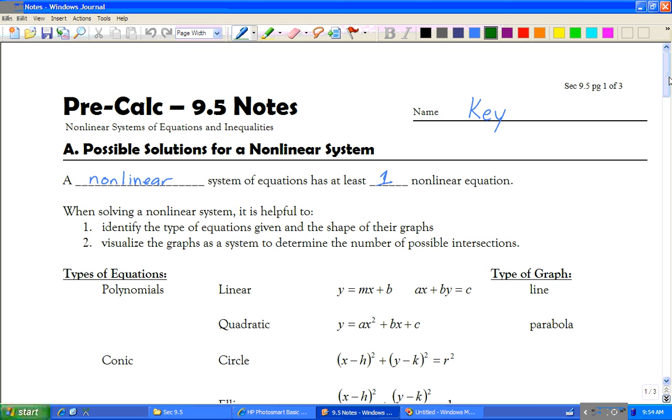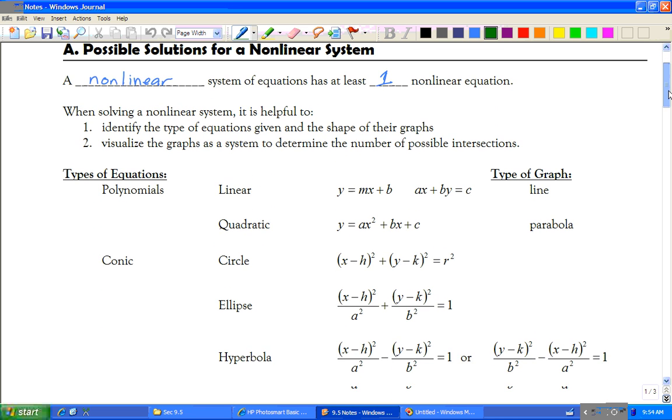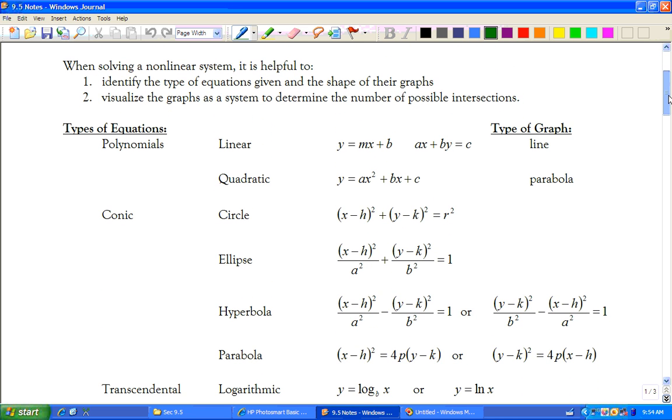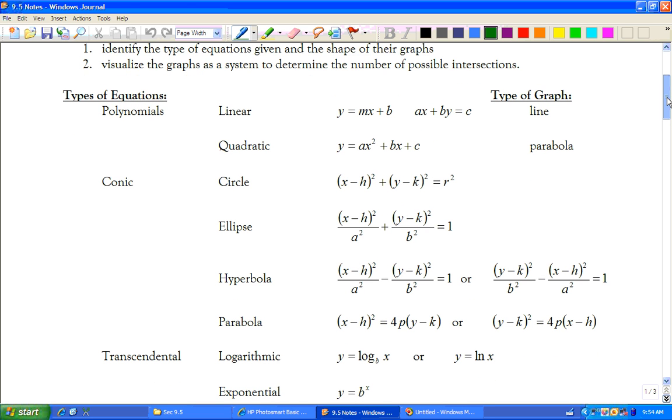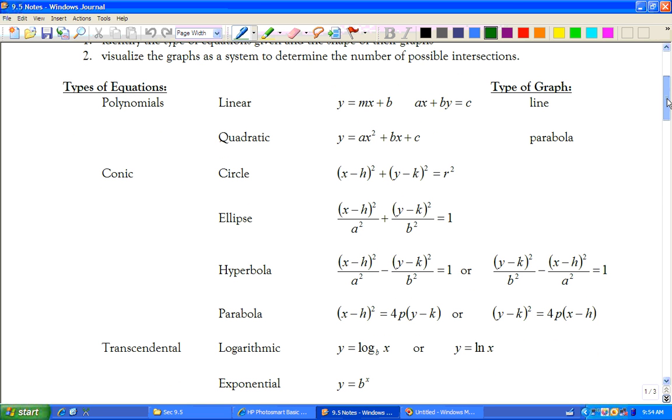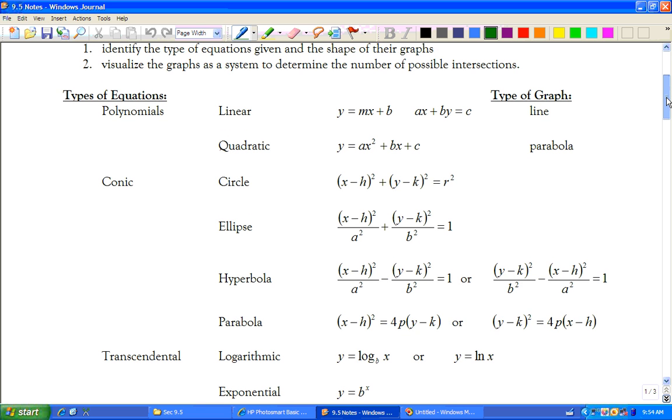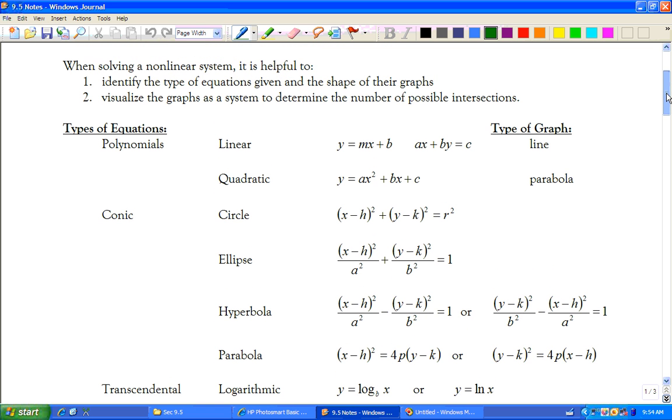Just to refresh your memory on the types of equations that you might see, I have some listed down here. Polynomials of degree 1 and degree 2. Degree 1 is linear, obviously that's a line. Quadratic is a parabola. Then we have our conic equations: circles, ellipses, hyperbolas, parabolas. And we could also have logarithmic or exponential functions that are also possible in a nonlinear system.